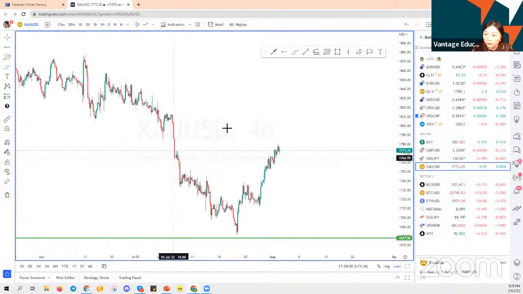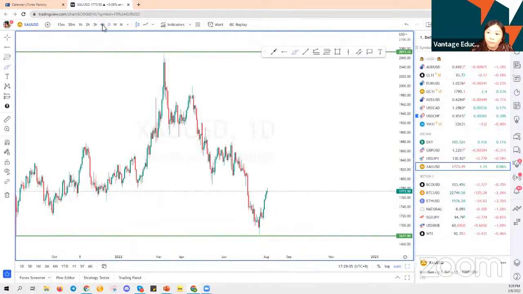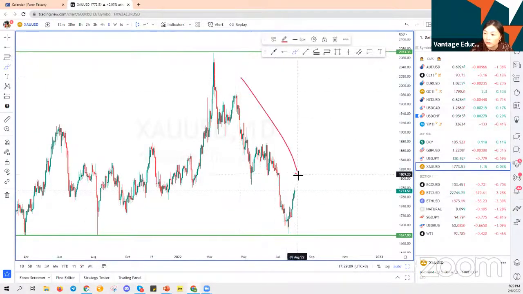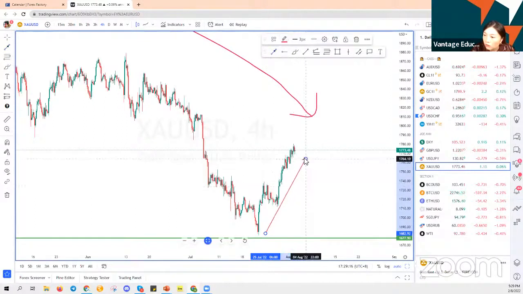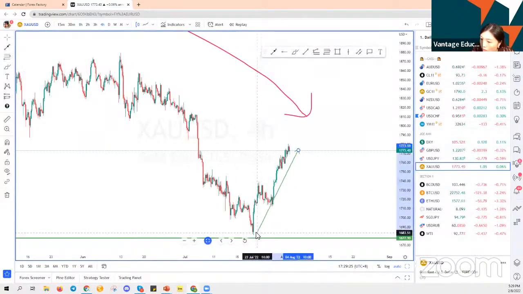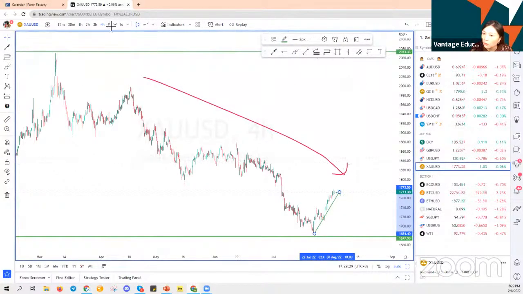Then I'll go to the 4 hour. Take note that on the 4 hour chart, just now on the daily chart we said that it's on a downward trend, but when you zoom into the 4 hour, you can actually see that it's quite a strong bullish bias trend here. But overall, it's still in a descending trend line.